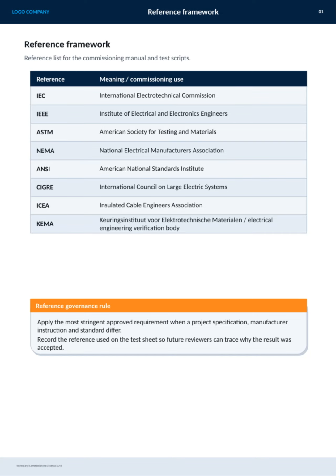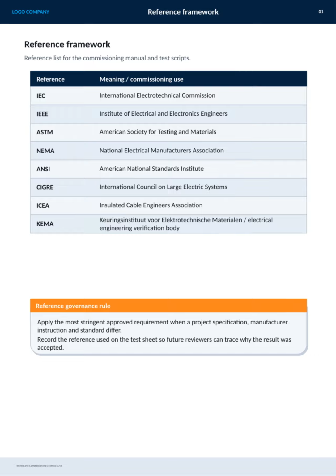On this slide, we outline the key reference frameworks that guide testing and commissioning of electrical grids. You'll see several important organizations listed here, such as the IEC, which stands for the International Electrotechnical Commission, and the IEEE, or Institute of Electrical and Electronics Engineers. These bodies develop global standards that ensure safety and reliability. Other significant references include ASTM, known for Materials Testing Standards, and NEMA, which represents electrical manufacturers.